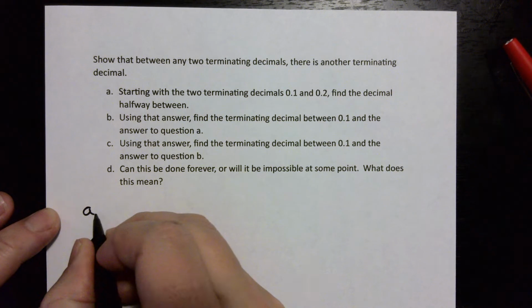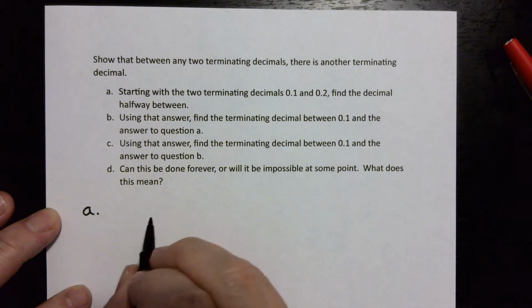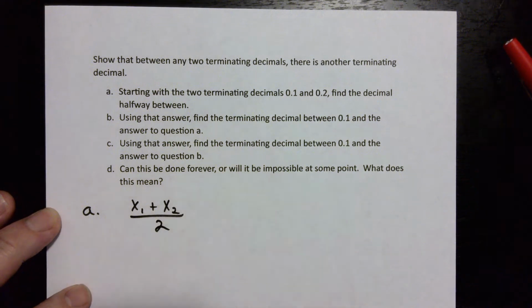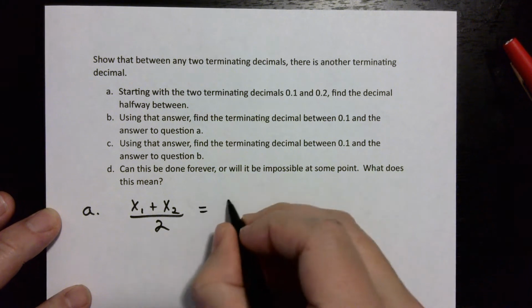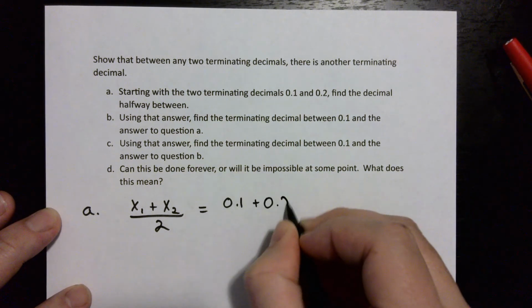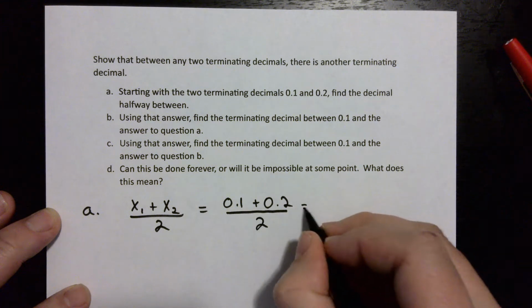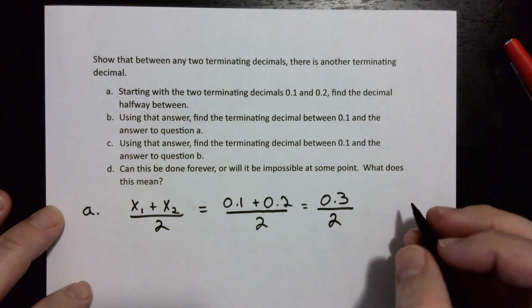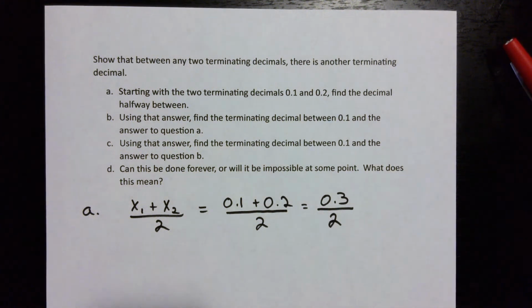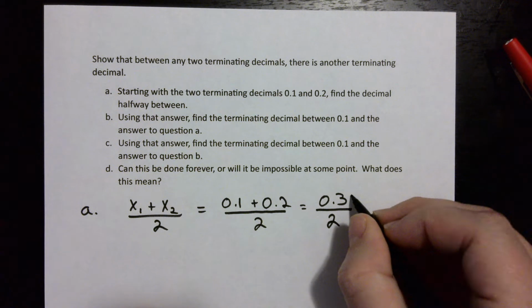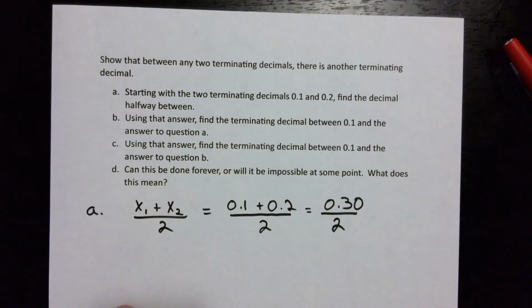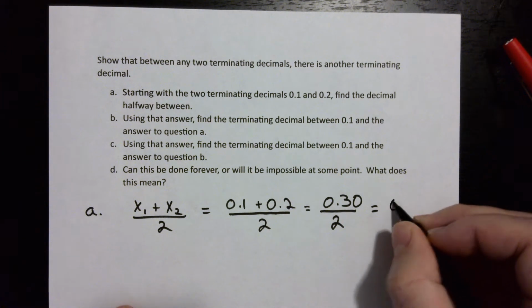So part A, we just find the average. The average can be found by doing x1 plus x2 divided by 2. So that will be 0.1 plus 0.2 divided by 2, and that will be 0.3 divided by 2. Now, if you don't have a calculator, you can move the decimal places over, but it's probably just easier to think of it this way. 0.3 could be 0.30, and then take half of 0.30. Half of 30 is 15. So that will be 0.15.